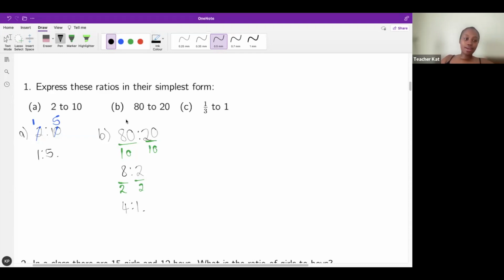C. We have a fraction here. Okay, so I have a third to 1, which can be written as what? How can I write 1 as a fraction? 1 over 1. Beautiful. Now, of course, I'm going to write 1 over 3, and 1 over 1, not 3.